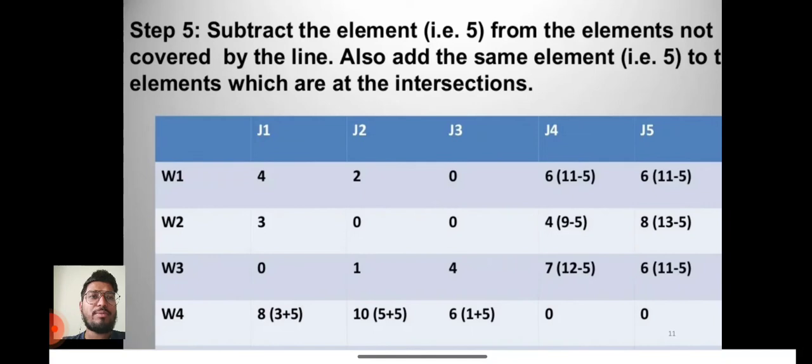Step 5. Subtract the element, that is 5, from the elements not covered by the line. Also add the element, that is 5, to the elements which are at the intersection. So here we have to take the intersection as the point, and we have to subtract the 5 and also add the same 5 to the elements which are at the intersections.